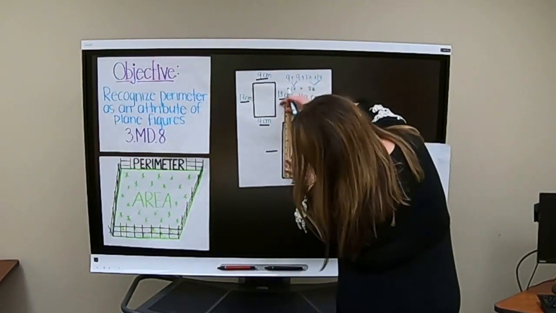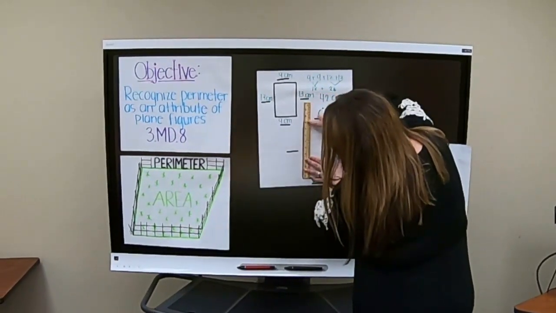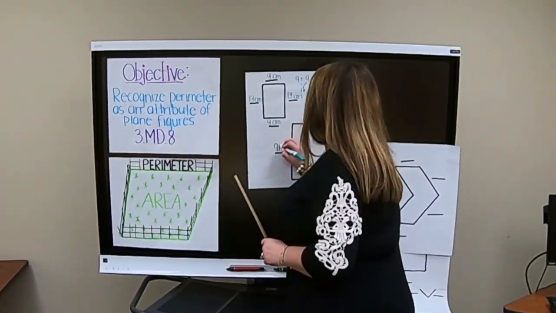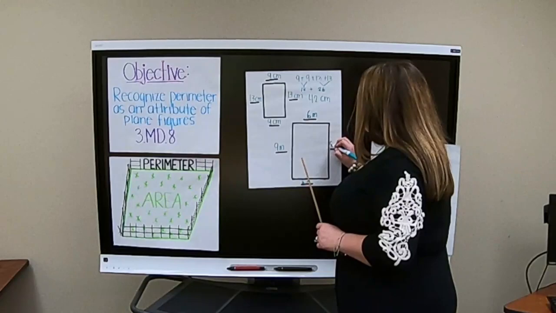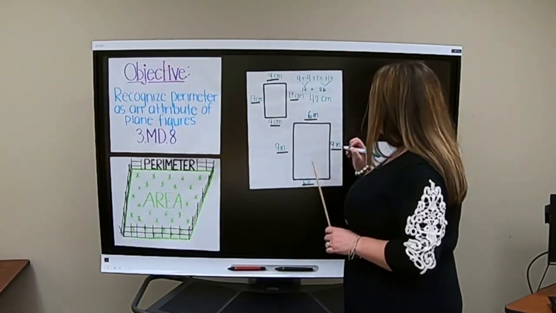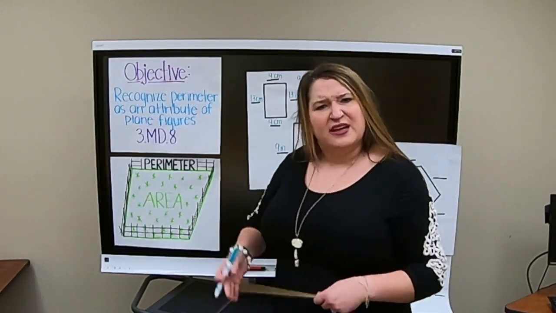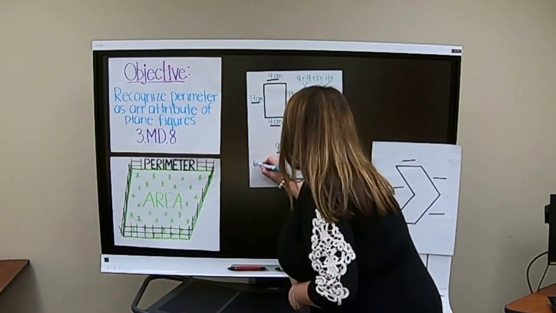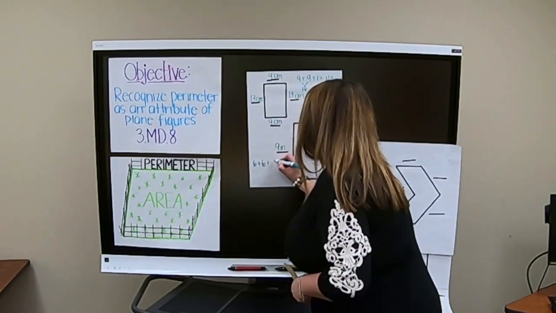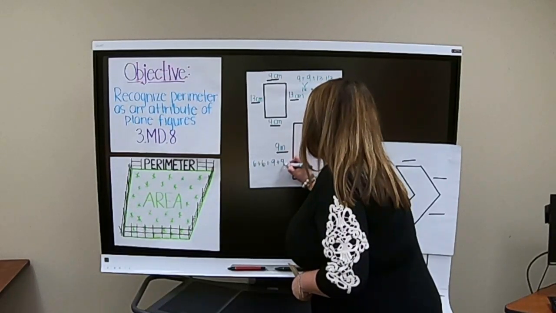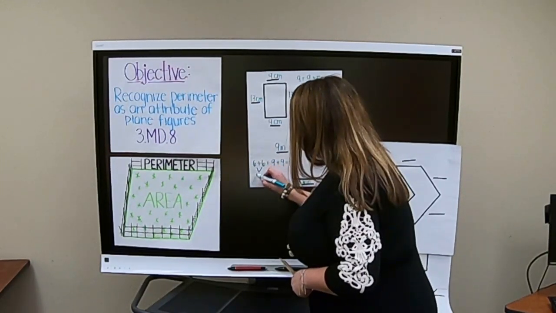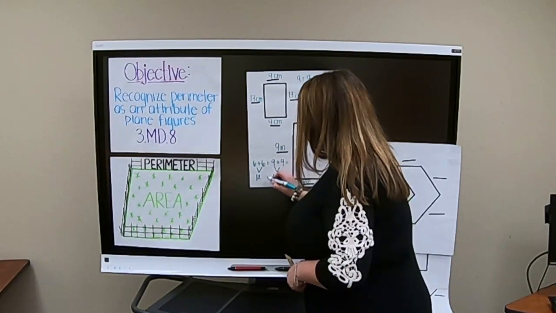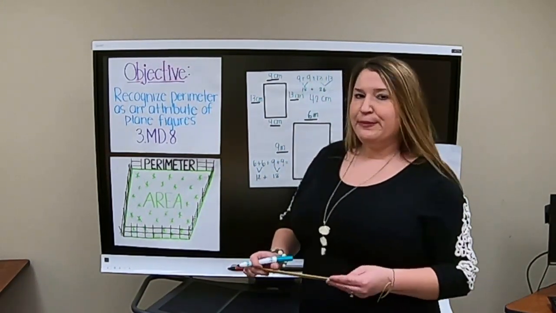Now for the side, we have 9 inches. So we're going to make sure that both of the sides have 9 inches. Now what do I do? I add the sides together. Very good. So I'm going to have 6 plus 6 plus 9 plus 9. So our 6 plus 6 is 12, and our 9 plus 9 is 18. What is my perimeter?